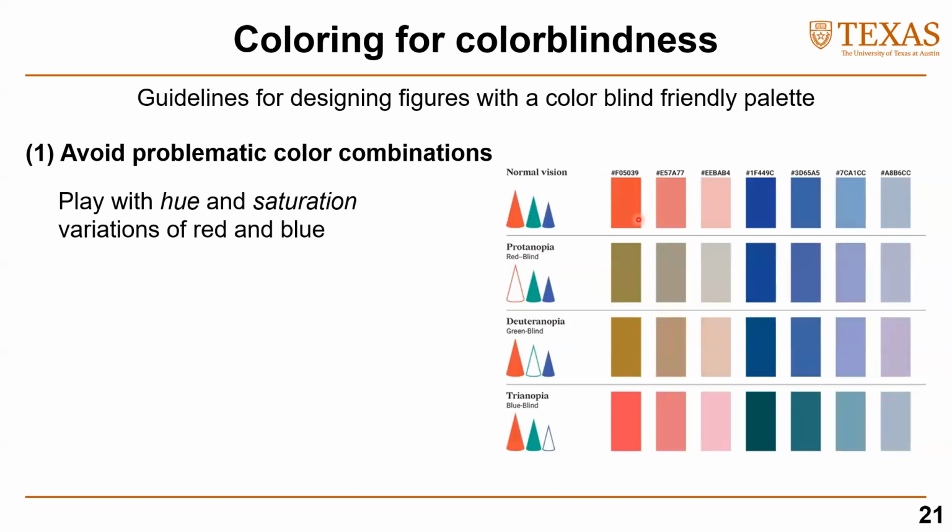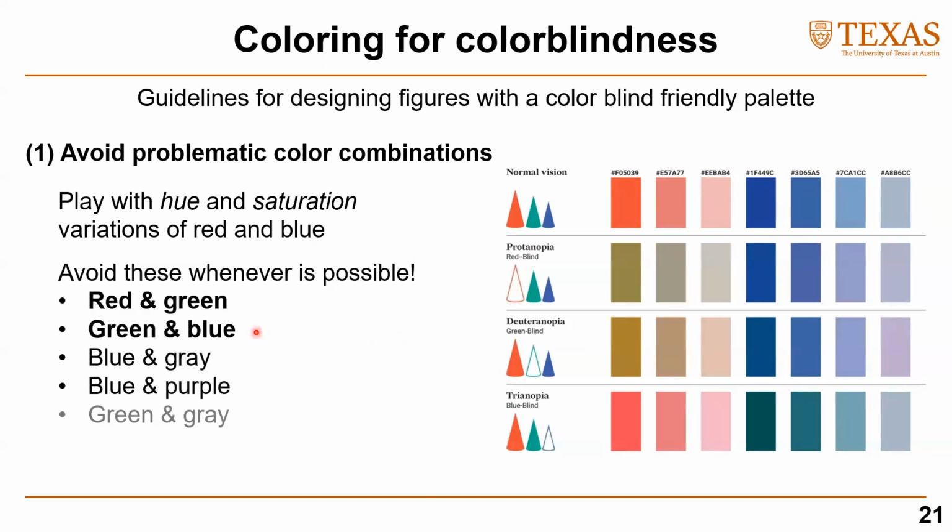So that's a strategy. Just play with red and blue tones. And you should avoid these combinations whenever it's possible. Avoid red and green, green and blue. So notice green is the common color here. But you should also avoid other colors like gray, brown, and black, because as we saw in the previous slide, people suffering from, for instance, red blindness, they don't see red, they see some gray or brown color. So you should avoid having these colors combined with red or blue, okay?